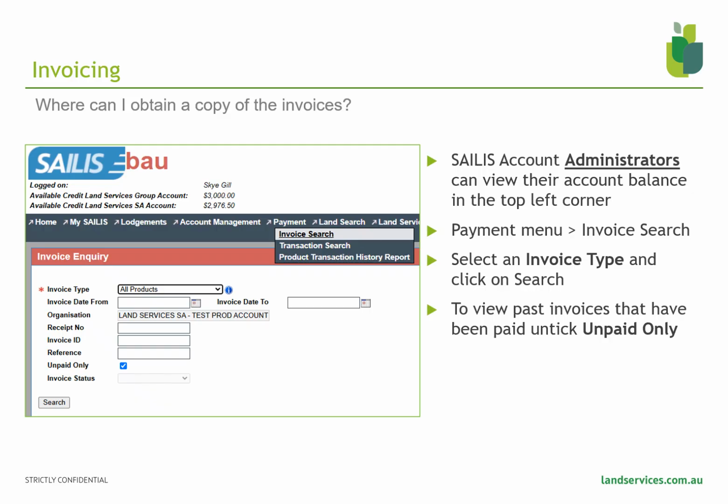SAILIS account customers can view their credit limit at any time in the top left corner under your logged on name. Alternatively, you can go through the payment menu and select Invoice Search. You can change the invoice type, and if you are seeking a specific account, click on Search. Should you wish to view previous invoices, just untick the unpaid only, and this will provide you with all the account's invoices as well as the receipts and the date they were paid.